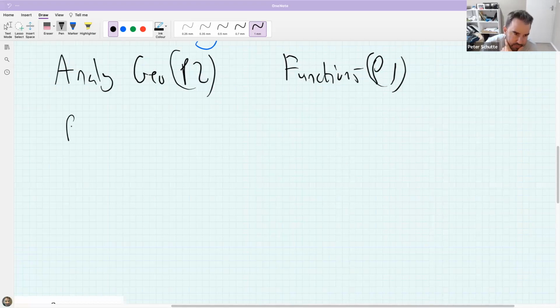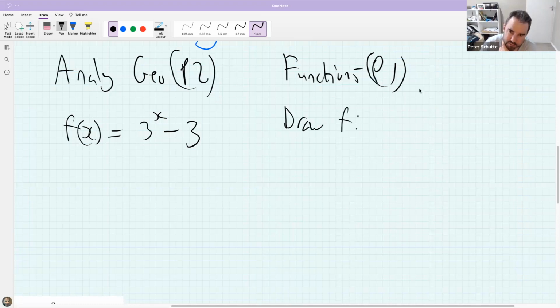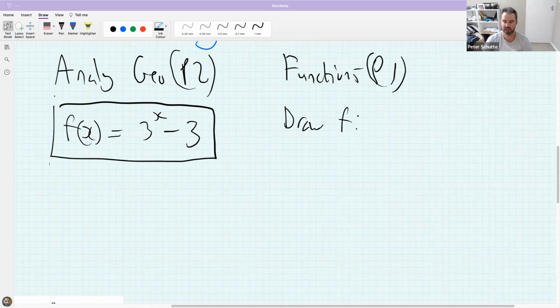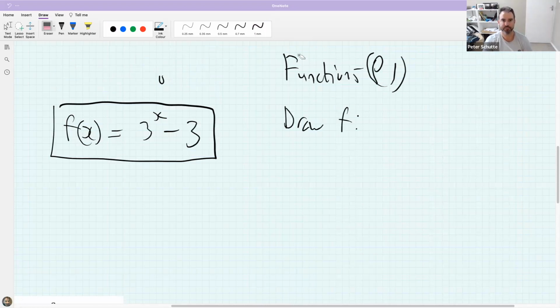Okay, let me make up a function. f of x equals 3 to the x minus 3. I want you to draw f for me. And I also want to know, what type of function is this? So tell me in the chat, what type of function is this? This is from paper 1. How would you draw it?